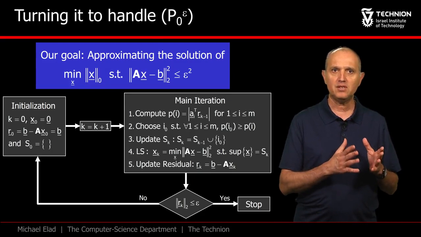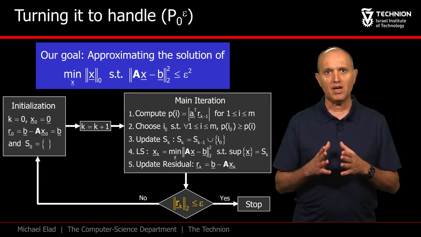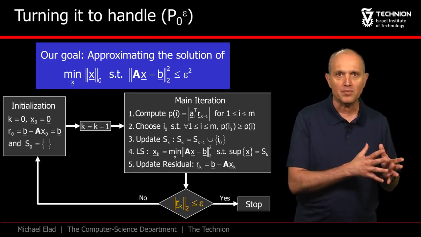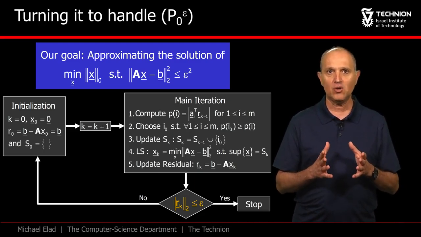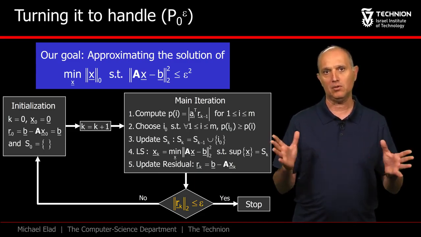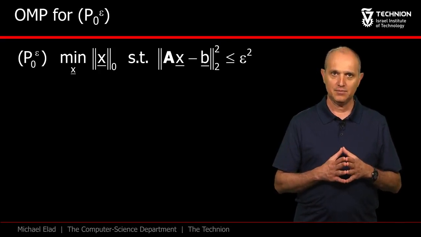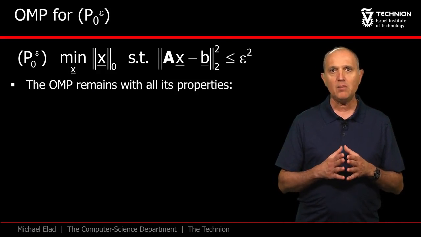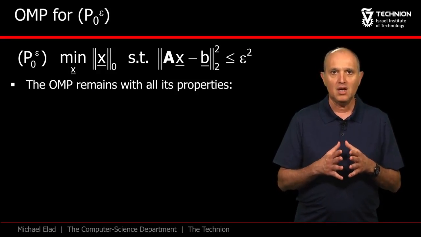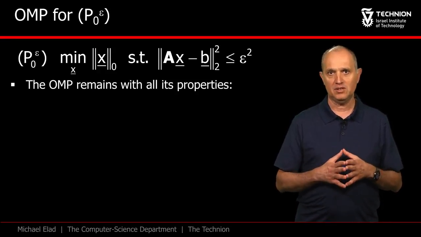When moving to the P0 epsilon problem, stopping the algorithm when the residual L2 norm is below epsilon is all that we need, and the resulting OMP is now serving our new goal. Indeed, when it comes to approximating the P0 epsilon problem, the OMP we have already studied keeps all its properties.